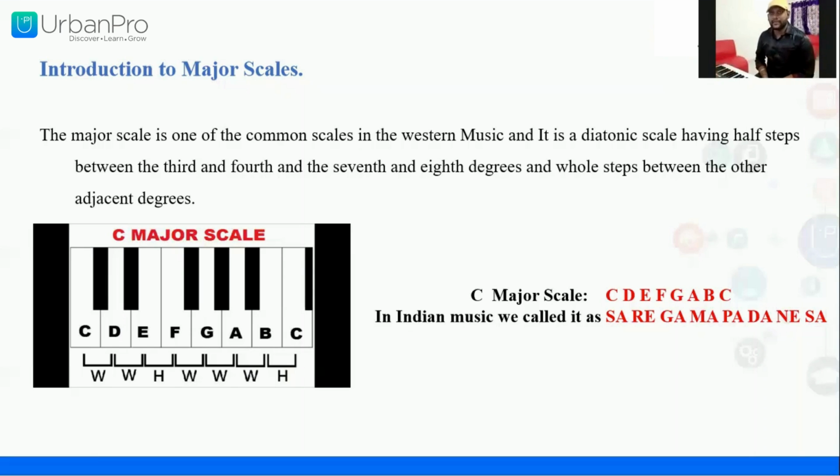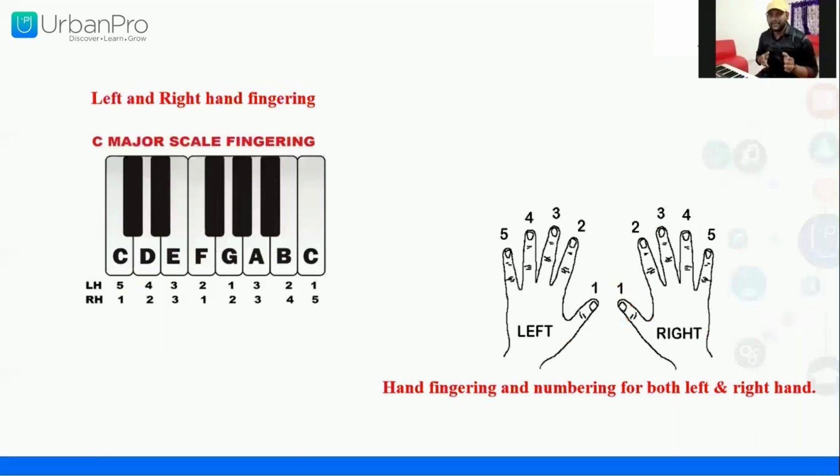In the next slide, we'll see how to play with left and right hand fingering. Most people have doubts about how to play with two hands, and they may feel it is very difficult. But if we have a little bit of technical tips, it will be very easy. Again, I'm taking the C major scale as an example. It is C, D, E, F, G, A, B, C.